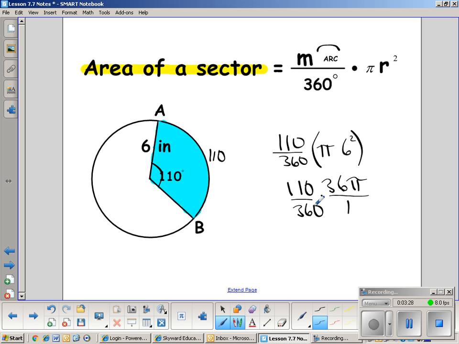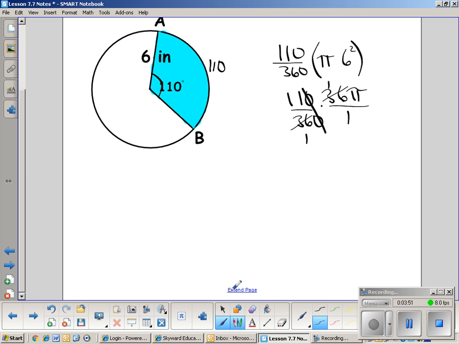I can cancel a 0 out of there by dividing both top and bottom by 10. The 36s are the same, so I can cross cancel them. Anything else? We're left with a 1 here now and a 1 up here. And so then we say 11 times 1 times pi is 11 pi. Now the bottom 1 times 1 is 1. Do I have to put that 1 in there? No. And then I put my units on.